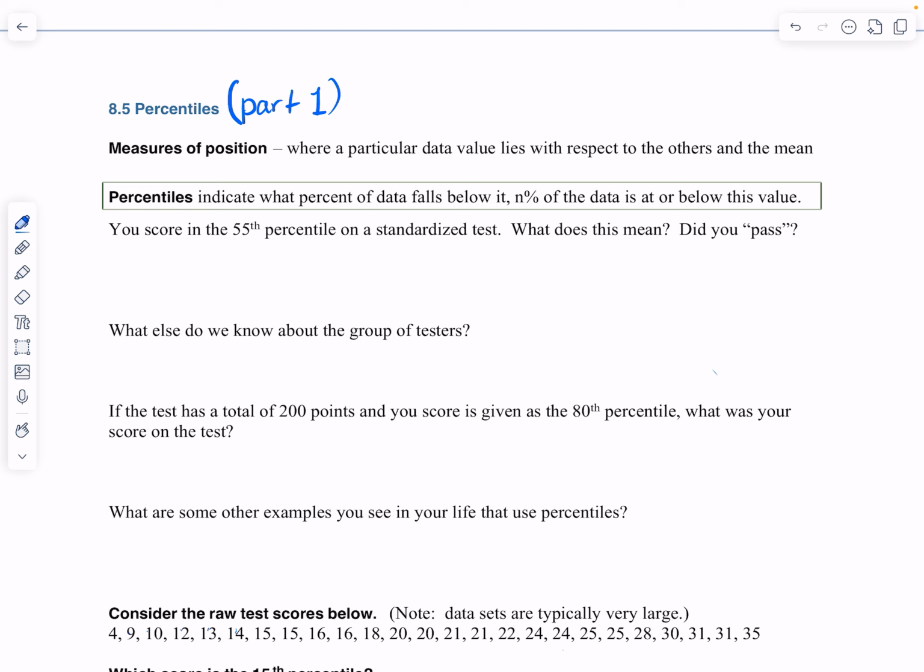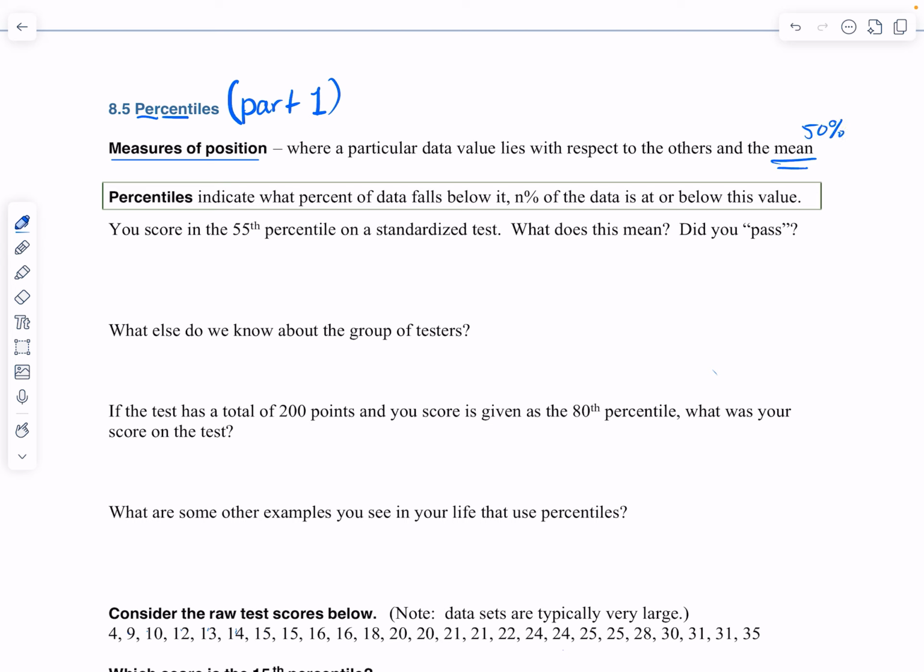So percentiles, if you look at the word itself, it says percent, right? Percentiles basically organize data so that we can find what data value lies at, for instance, 50%. So it's a measure of position. It's where a particular data value lies with respect to the others and the mean. Remember, the mean is 50%.